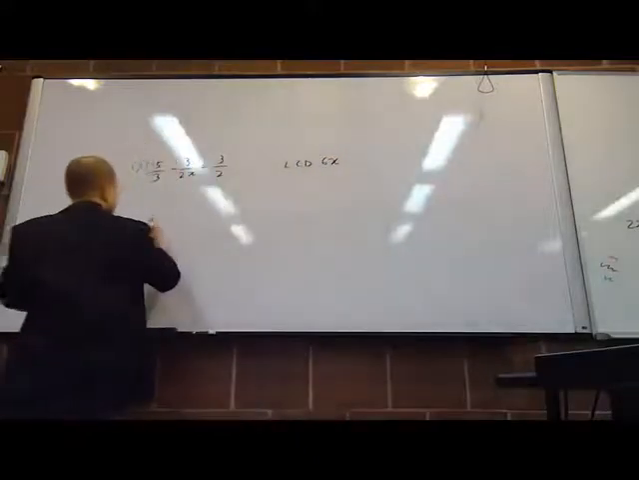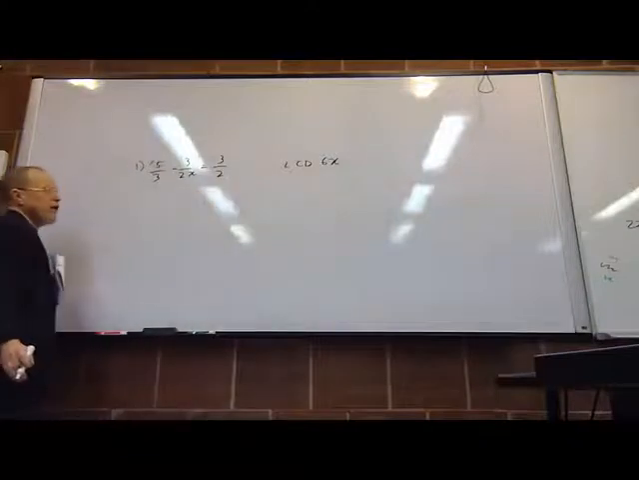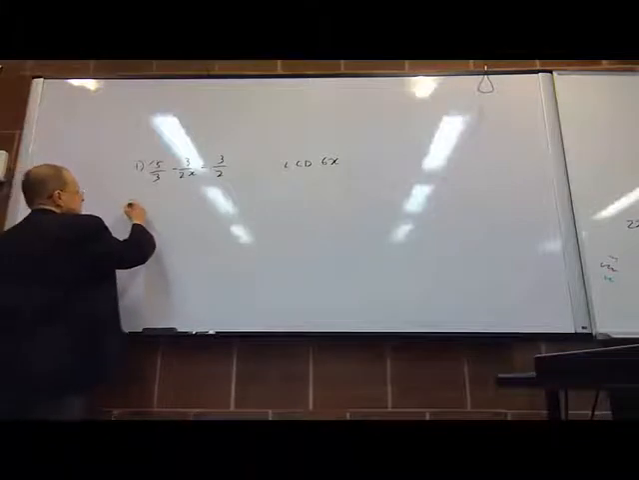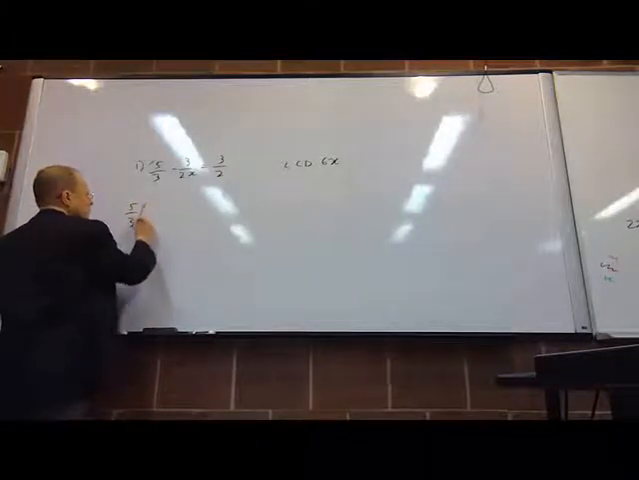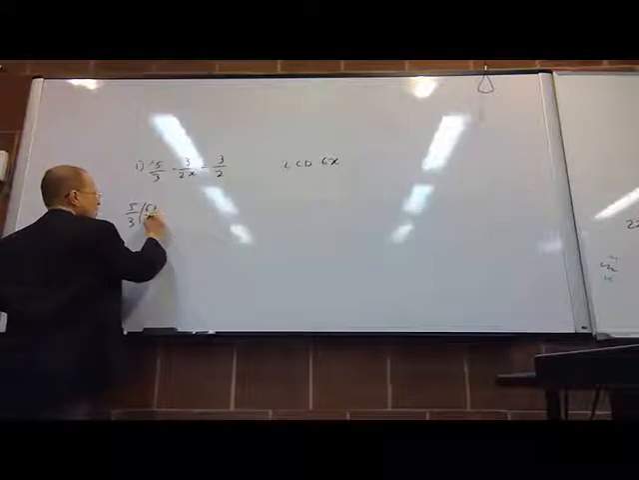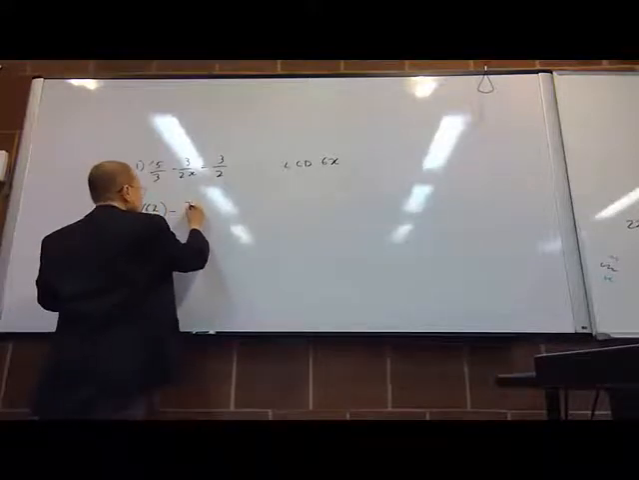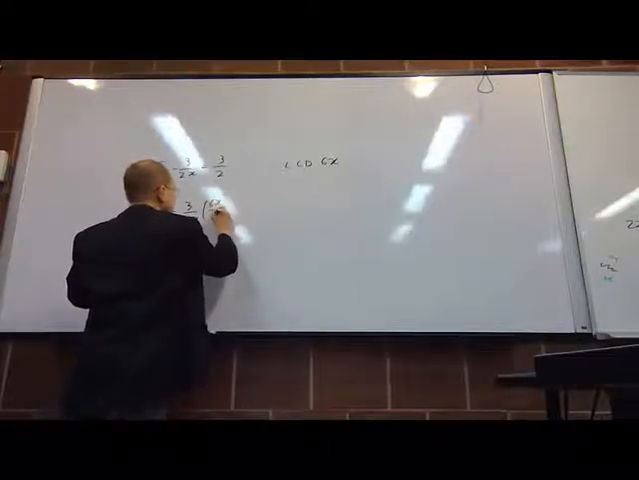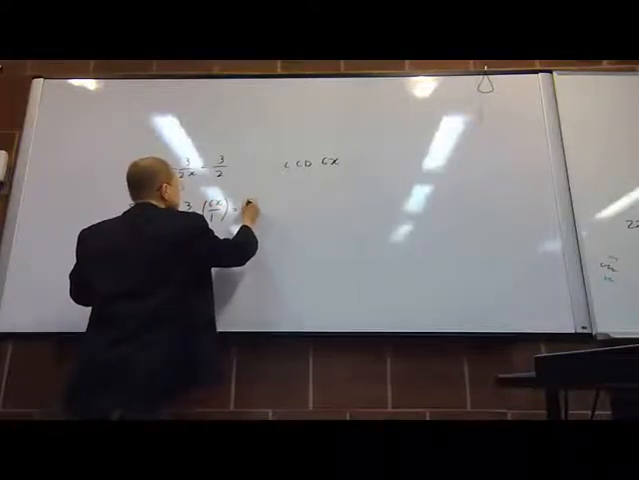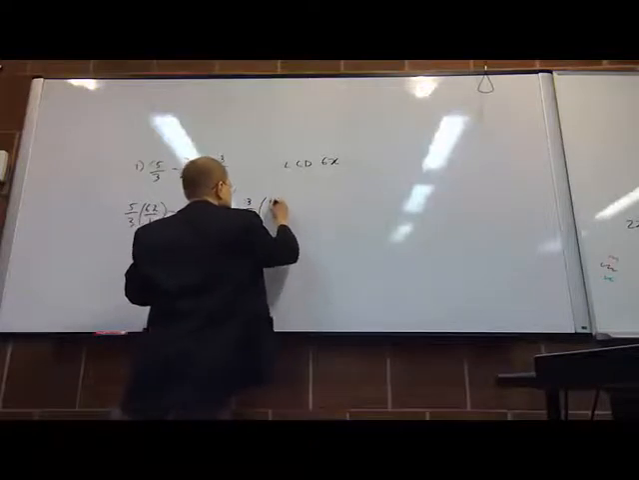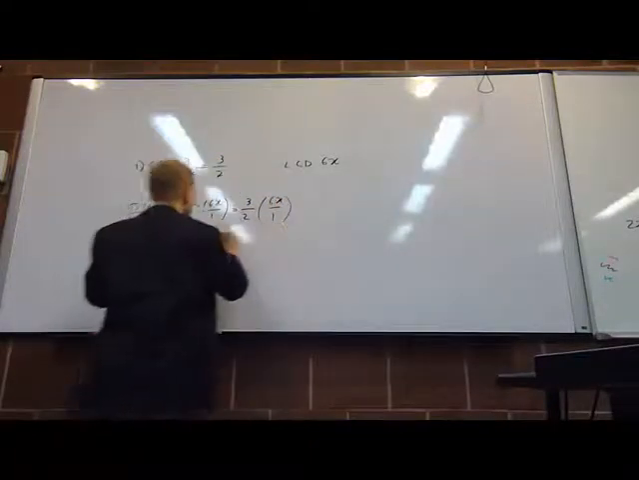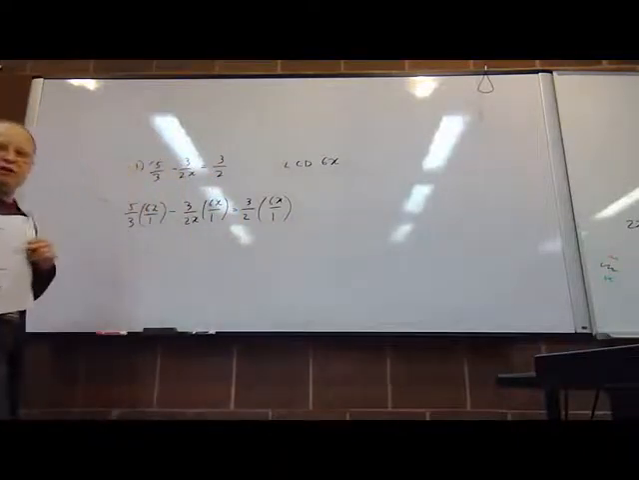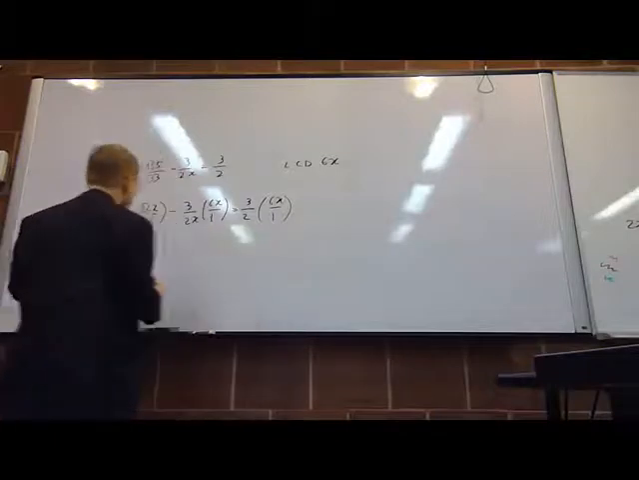And what we're going to do is multiply through the whole thing by 6x, or 6x over 1 to keep things tidy. So we have 5 over 3x times 6x over 1, minus 3 over 2x times 6x over 1, is equal to 3 over 2 times 6x over 1. Now remember, you have to multiply through the whole thing, including what's on the other side of the equality sign.